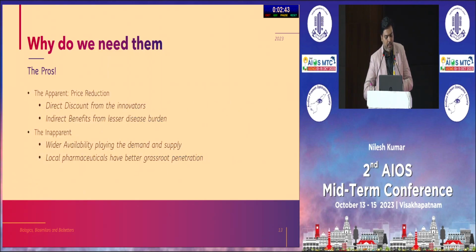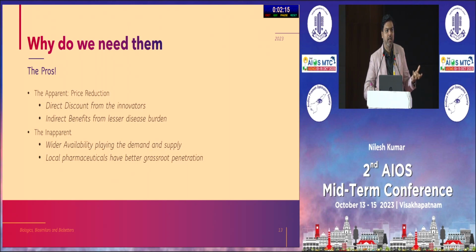What are the pros of biosimilar? Why do we need them? The apparent reason is price reduction. There's direct discounting from the innovator. We must have noticed all these innovator companies who were not budging their prices now are coming with various schemes. Two get one free, take Eylea then the second one is free, and then after the third, the fourth and fifth. Nothing was there till the biosimilar came. So that is the direct price benefit, and the indirect benefit is from the lesser disease burden.